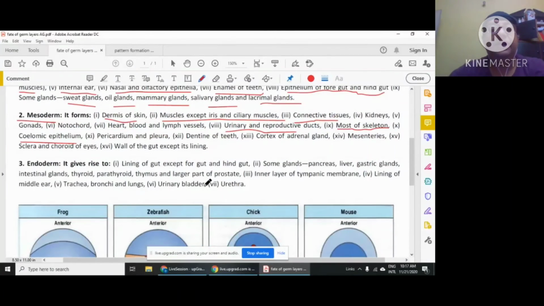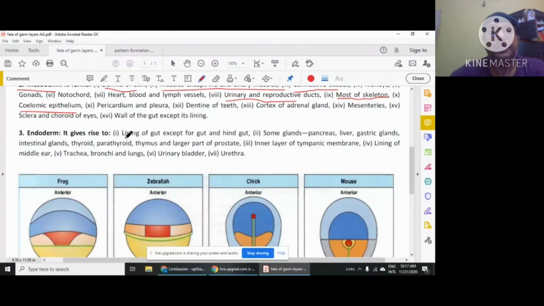And the endoderm gives rise to the lining of the gut. Some glands like the pancreas, liver, gastric glands, intestinal glands, thyroid, parathyroid, thymus, and the larger part of the prostate are endodermal. Then the inner layer of the tympanic membrane, the lining of the middle ear, the trachea, bronchi, and lungs are also endodermal, as are the urinary bladder and the urethra.